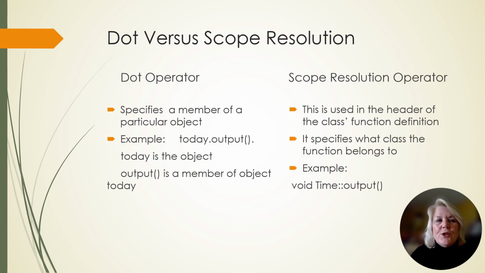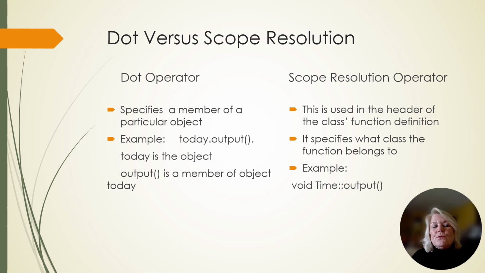All functions declared in the class must be defined outside of the class. The scope resolution operator instructs the compiler what class the function belongs to. So we have the dot operator. What the dot operator is used for is it specifies a member of a particular object. So we had the today object dot output. The output was a member of that class. And today is the object, and output is a member of the object today.